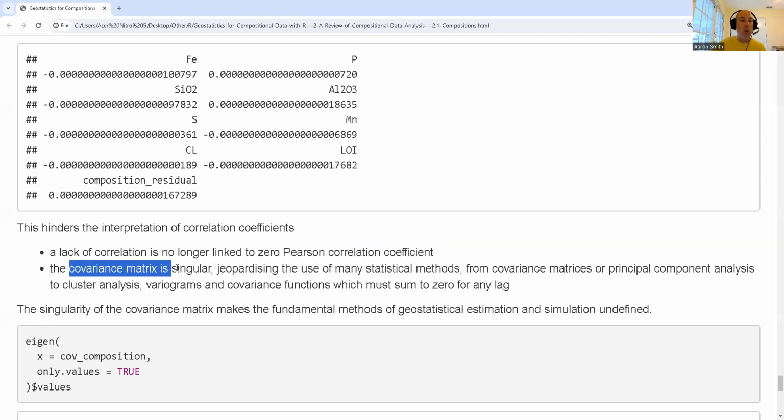Also, this sets it up so that our covariance matrices are singular. They're non-invertible. So this jeopardizes the use of many statistical methods, from covariance matrices or principal component analysis to cluster analysis, variograms, and covariance functions, which must sum to zero for any lag. So, I mean, this really throws off a bunch of things that, at first glance, if I didn't understand matrix algebra, I wouldn't even be aware of.